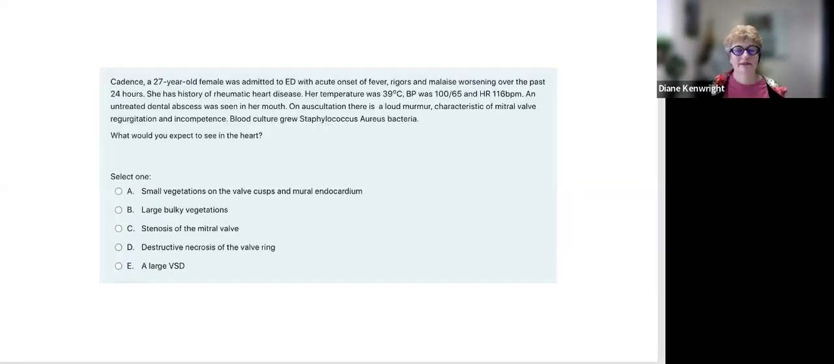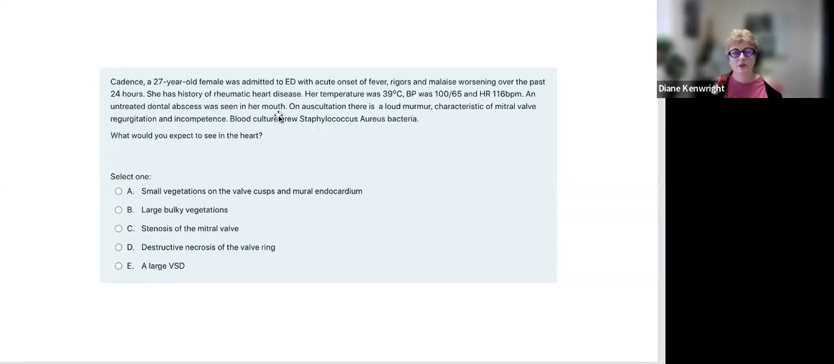Right. Cadence is 27 and has fever, rigors, malaise. She has rheumatic heart disease. So when people with rheumatic heart disease come in with fever or a new murmur, top of the list is going to be infective endocarditis. 39 degrees, blood pressure's normal, heart rate's up. An untreated dental abscess was seen in her mouth. Well, we know where the infection is coming from, and dental abscesses are a prime candidate.